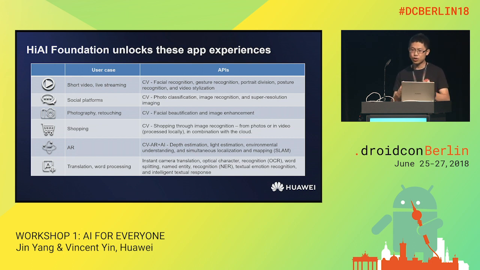Besides that, HiAI can enable many kinds of applications, like this table lists: applications related to short video, live streaming, social platforms, and photography. These kinds of applications gradually start to use computer vision algorithms, like gesture, facial, and posture recognition, and image recognition, photo classification. HiAI can make them run smoothly and efficiently on the mobile phone. And for shopping scenarios, like Taobao, Alibaba, Amazon, people search and buy goods from image recognition, with the photos and videos processed locally in combination with the cloud.